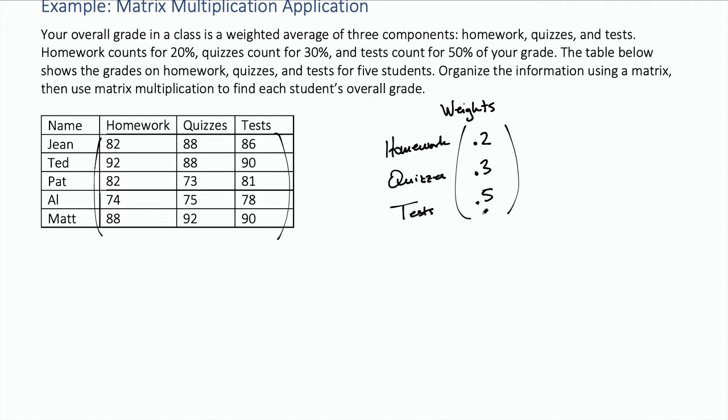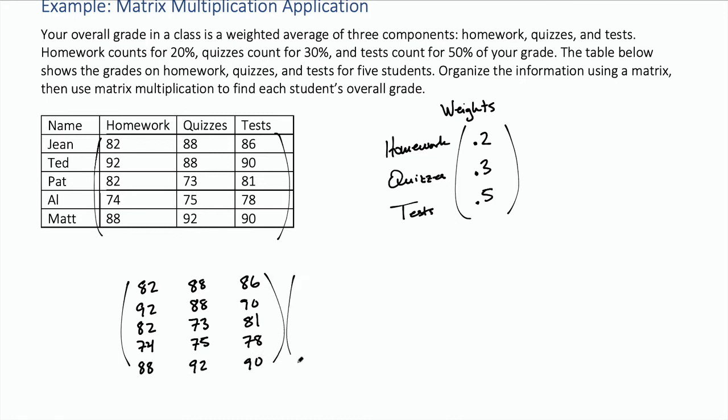Then we can multiply these two matrices in order to get the grades for each student. So we've got our 82, 88, 86, 92, 88, 90, 82, 73, 81, 74, 75, 78, and 88, 92, and 90 times this column of weights.